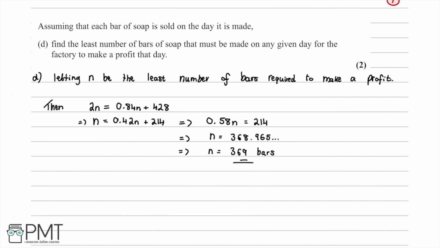So there was 2 marks available in this question, and we receive our first mark for knowing to make 2N equal to our equation from the previous question. Then we receive our second mark for concluding with the correct number of bars of soap, which was 369 bars.